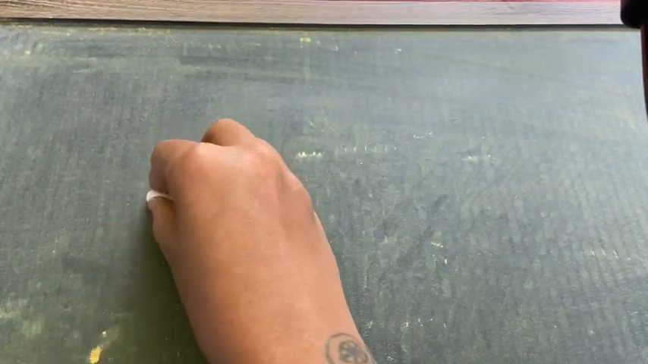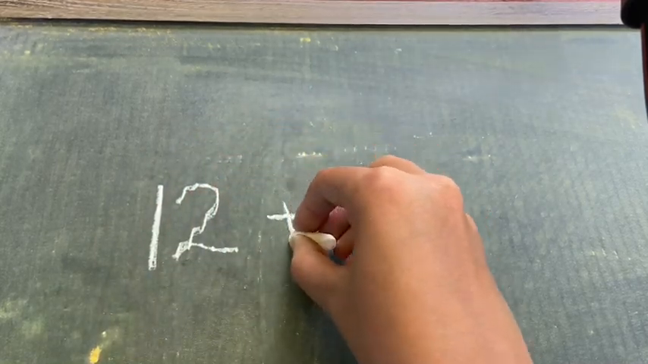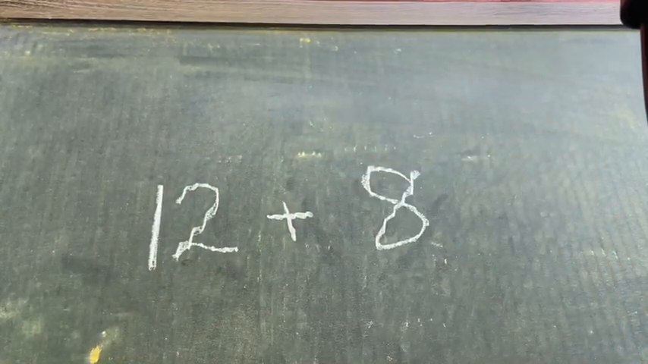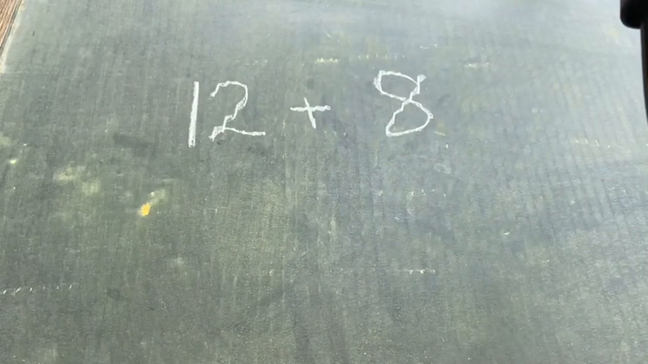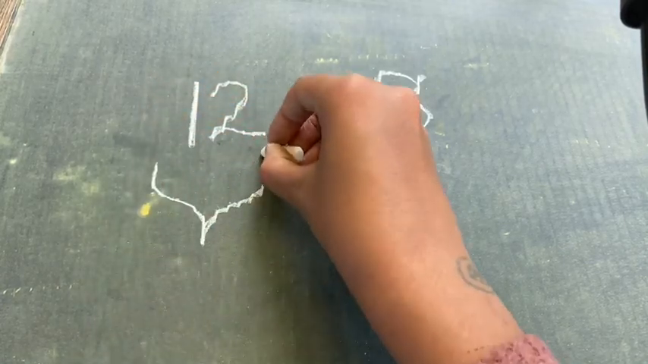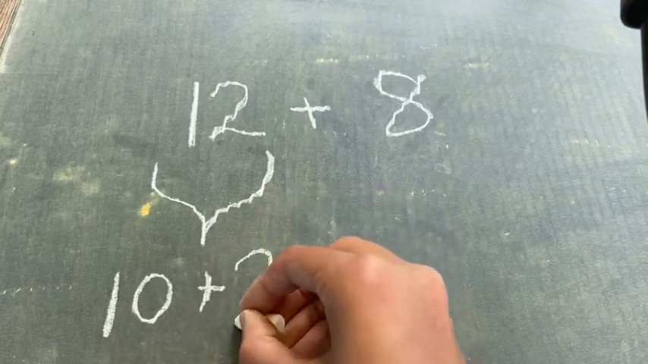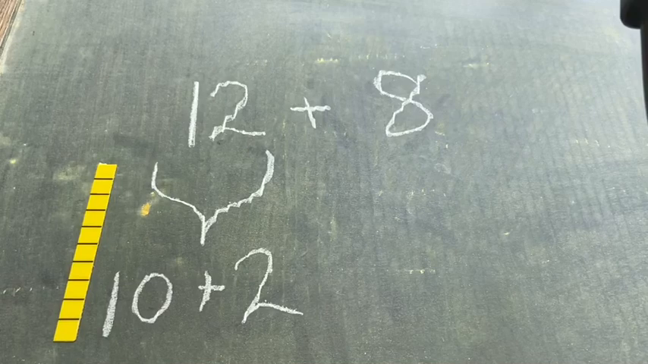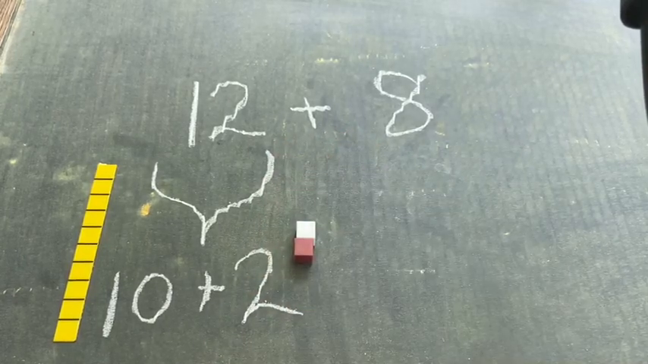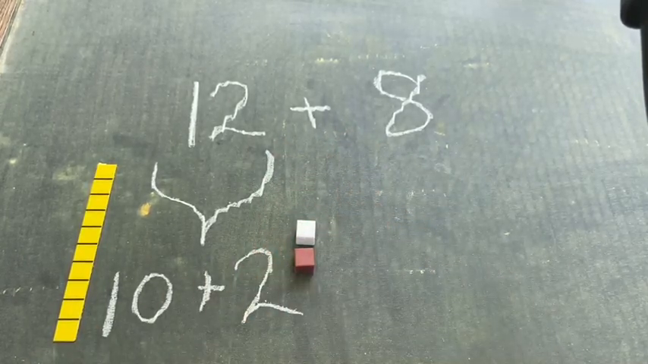So, when we look at a problem like the one that I gave you as an example on the board, we'll stick with this one. When you look at a problem like this, 12 plus 8, there are different ways of solving this. We know that 12 is 10 plus 2, right? 10, 11, 12, that's what that represents.